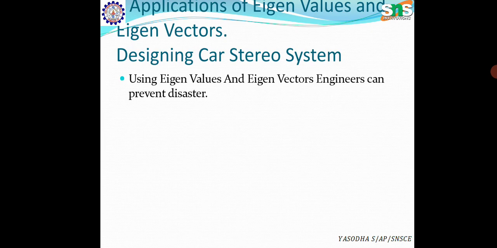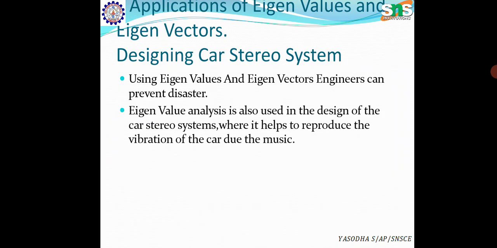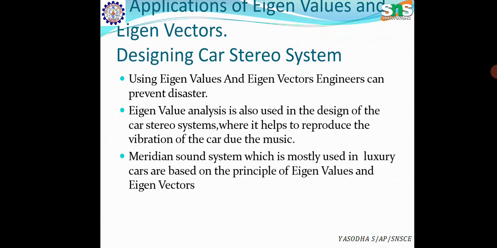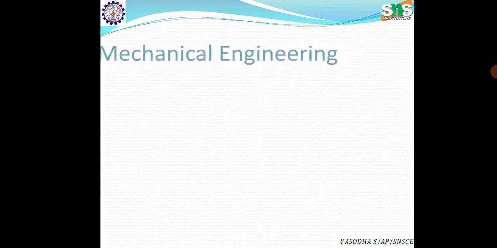Some applications of eigenvalues and eigenvectors: using eigenvalues and eigenvectors, engineers can prevent disasters. Eigenvalue analysis is also used in the design of car stereo systems, where it helps to reproduce the vibration of the car to the music. Meridian sound systems, which are mostly used in luxury cars, are based on the principle of eigenvalues and eigenvectors.